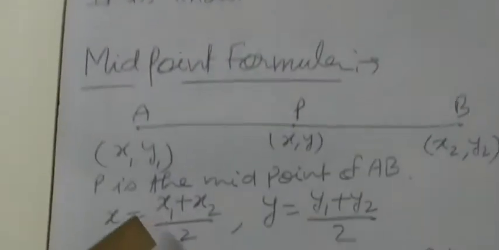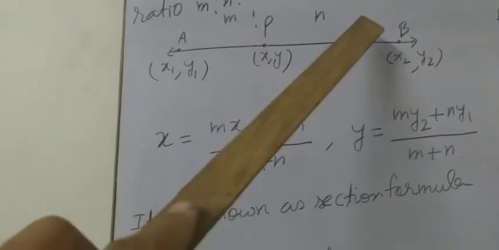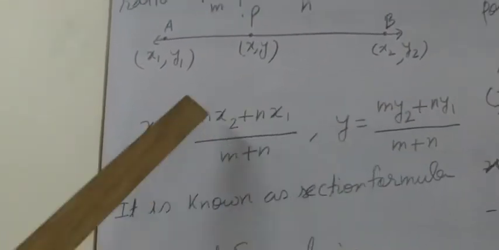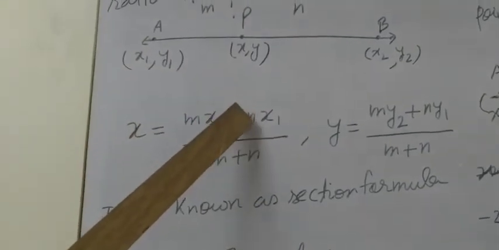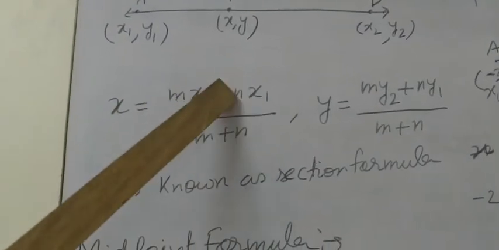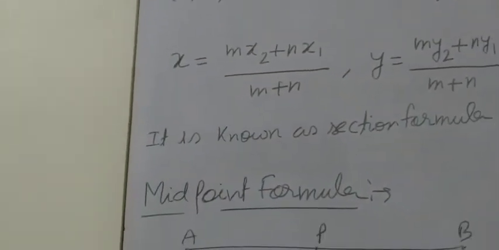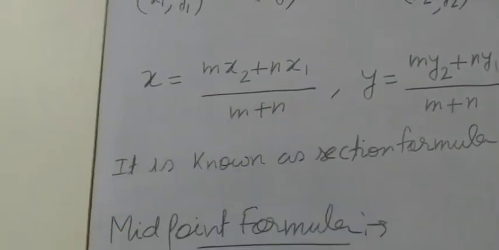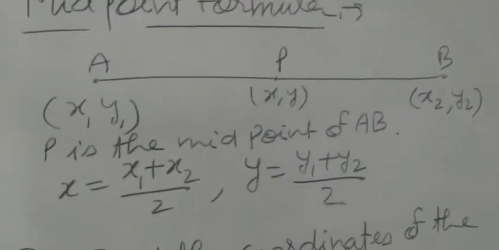Students, this formula is derived from the section formula. If the value of m is 1 and the value of n is also 1, then P is the midpoint of AB. So in place of m we can write 1 and in place of n we can write 1, then 1 into x2 is x2, 1 into x1 is x1, upon 1 plus 1 is 2. Then the formula will be x1 plus x2 upon 2. Similarly, y1 plus y2 upon 2.